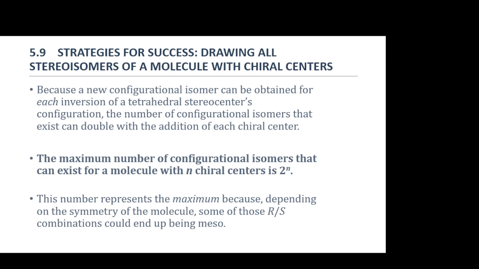It does actually depend on the symmetry of your molecule, because some of the RS combinations can end up being meso, meaning those combinations are no longer configurational isomers. They actually come out of that, okay? So you may actually not generate all those as configurational isomers, and maybe some of them are meso. You'll have to go back through and double check, are these meso to any of those others, if you were to generate all of these.